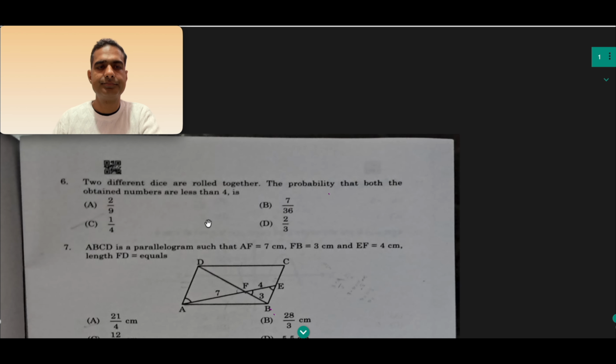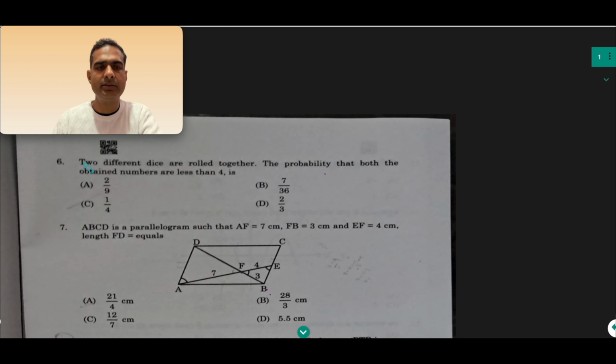Moving to question number 6. 2 different dice are rolled together. The probability that both obtained numbers are less than 4. So both obtained numbers are less than 4 and we are throwing 2 dice. Either 1, 2 or 3 can come on the first dice, and because we want both obtained numbers less than 4, on the second dice also we want 1, 2 and 3. So there are 3 possible outcomes on the first dice and 3 possible outcomes on the second dice.